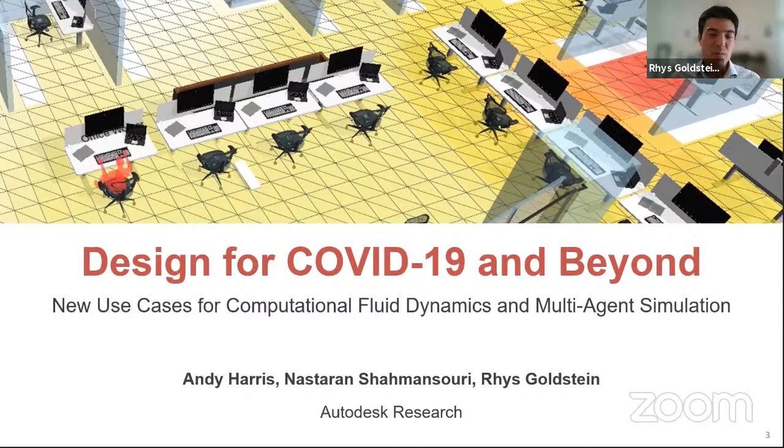Okay, so the question is, why do we want to use simulation for COVID-19? Or to put that a different way, why couldn't we just use simple rules like the 6-foot rule, keep people 6 feet or 2 meters apart, or just put plexiglass around all workstations? Well, here's why there's issues with these simple rules.